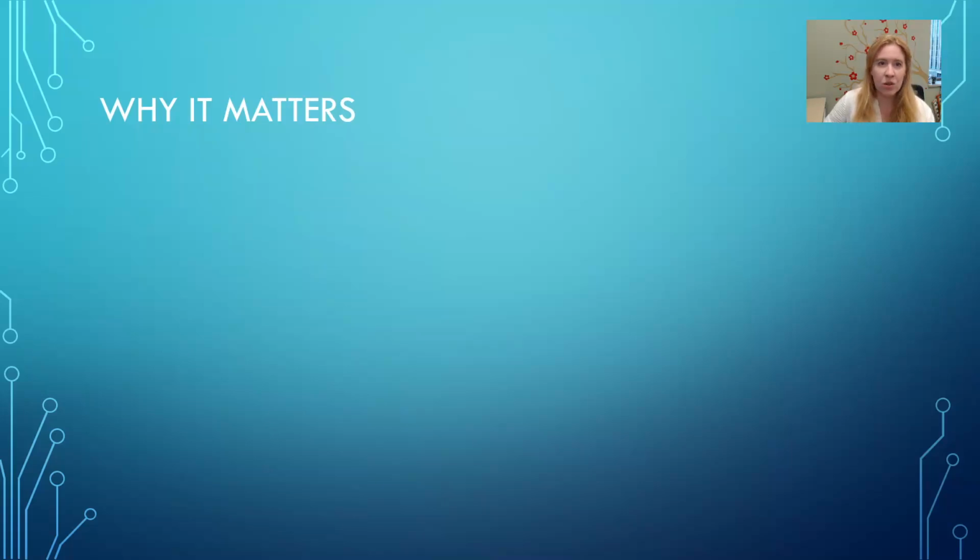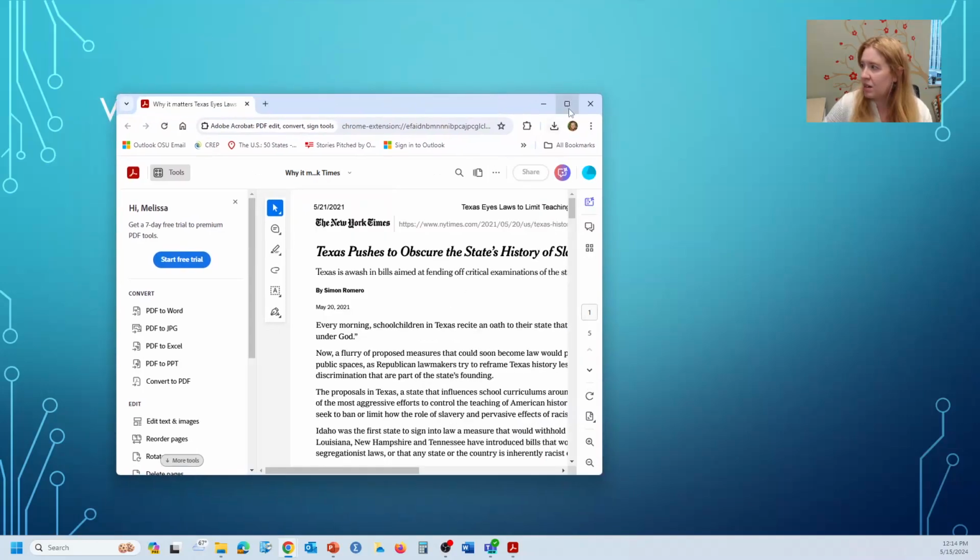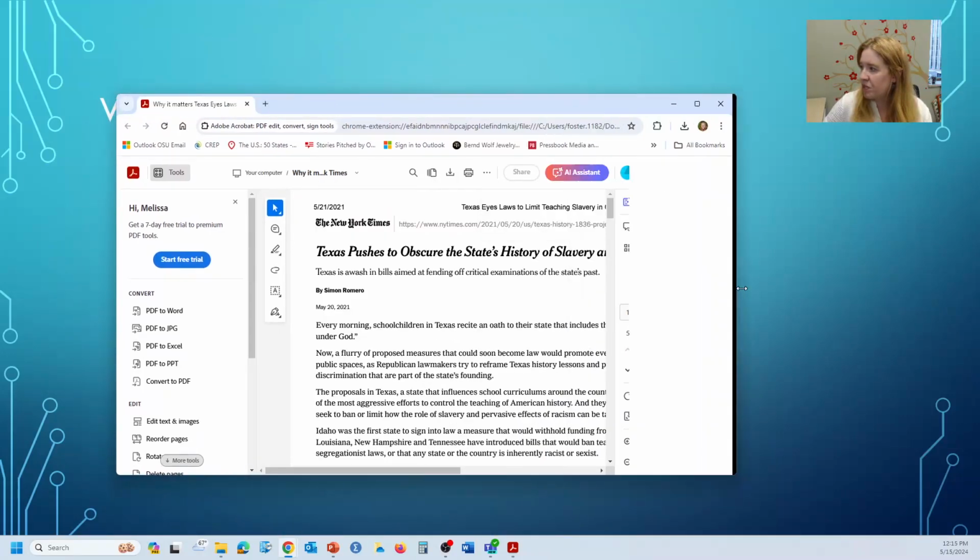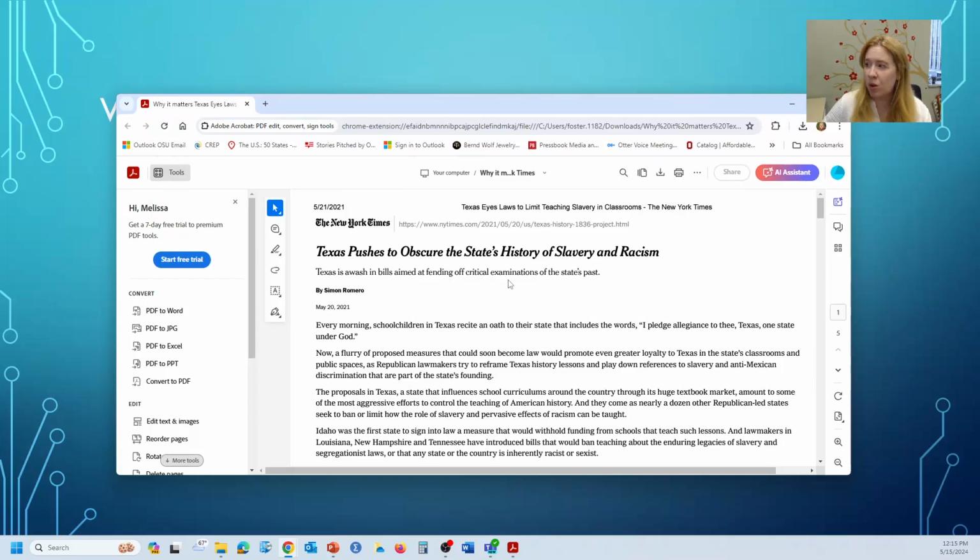I want to share with you a couple different examples of issues that kind of point out why these kinds of things matter. Let me pull them over one at a time. One of the reasons why mass media matters for citizenship is that it can have an effect on actual policy. For example, I have an example of an article here where Texas has been pushing to remove information about America's history with slavery from textbooks.